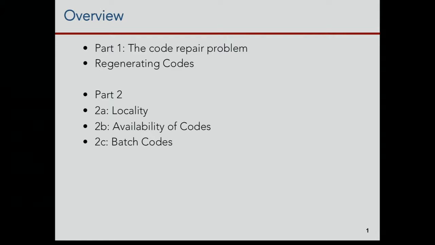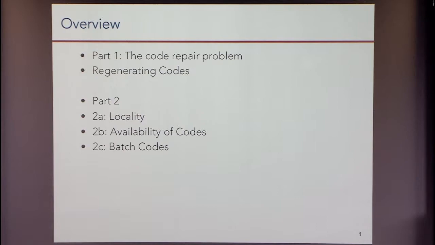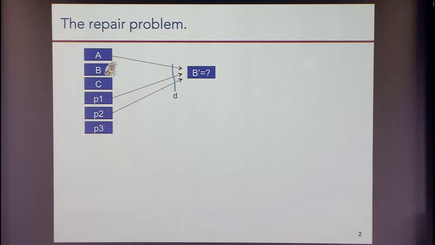Now, part one involved this problem that we call regenerating codes, and part two has three subparts. So we'll talk about locality, which is the concept that was introduced before, and two extensions of the concept of locality that we call availability, and then another related thing that's called batch codes. Okay, so the repair problem, as we have discussed, is you have a code, you lose one symbol, you want to recreate it, and you have this newcomer node that connects to the existing nodes. The repair is recreating a single erased symbol at a new location, as we have said.